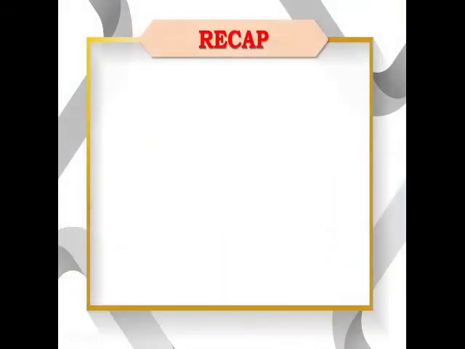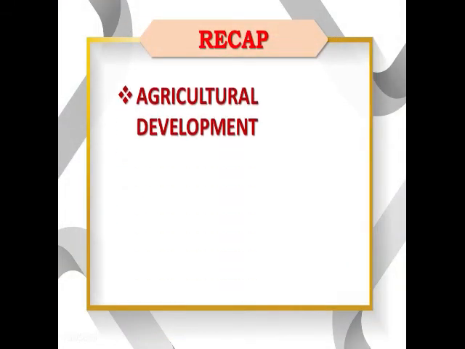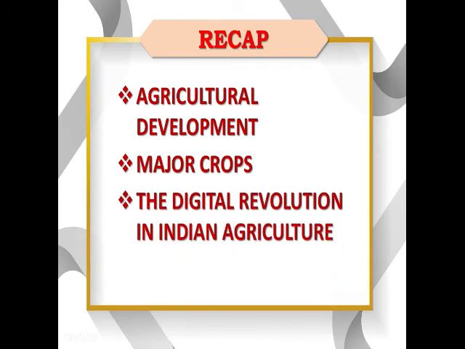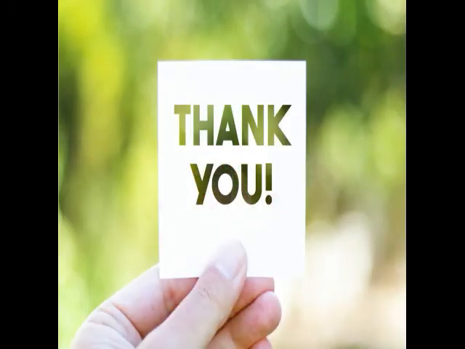So these are all the topics covered in this chapter, children. Let's see the recap of this part 2 of this chapter, that is agricultural development, major crops, the digital revolution in Indian agriculture, and that's all.